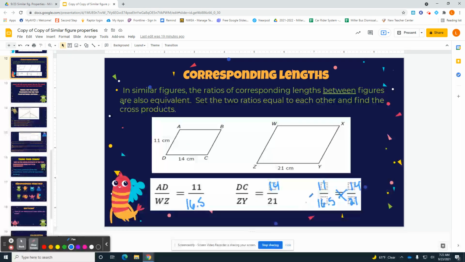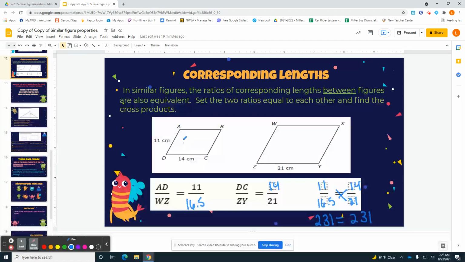All right, if you're coming back, so 11 times 21 gave you what? 231. That is correct. So did 16.5 times 14 also give you 231? Sorry. Yes, it should have. All right, so these are equivalent. So see how it doesn't matter if you do the two sides from the same shape as one ratio, or if you do corresponding sides as one ratio.